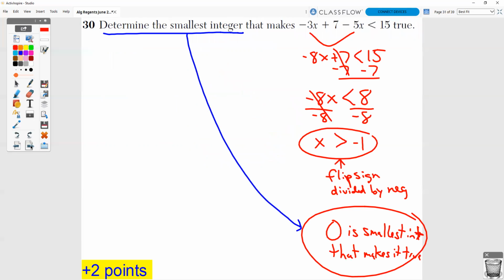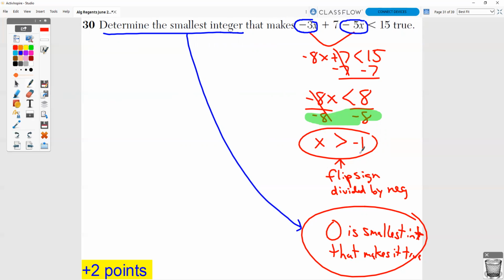In question number 30, determine the smallest integer that makes this statement true. Well, when I go to solve this inequality, I have like terms. I have a negative 3x and I have a negative 5x on the same side of the equal sign. So I'm going to add together my like terms first to be a negative 8x. Now you just have a 2-step equation, minus 7, divide by negative 8. Be careful. Remember that anytime this bottom number is negative, you have to flip the sign. So we're dividing by a negative number. So the less than symbol becomes a greater than symbol, and it's x is greater than negative 1.